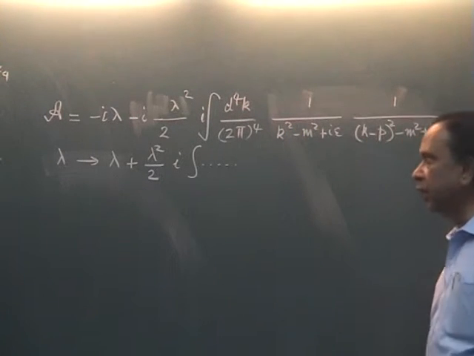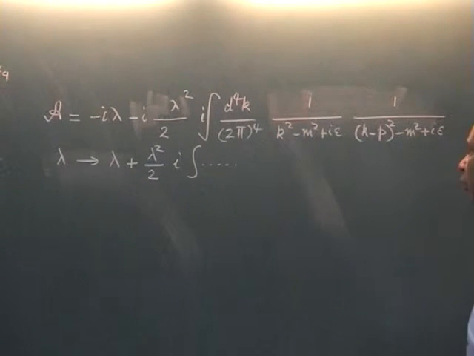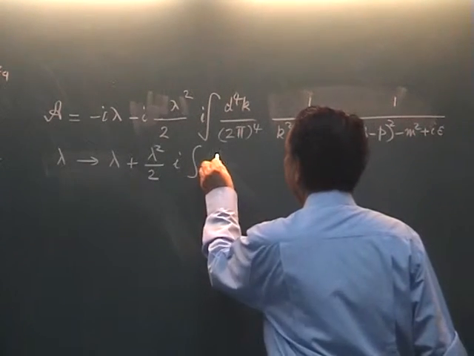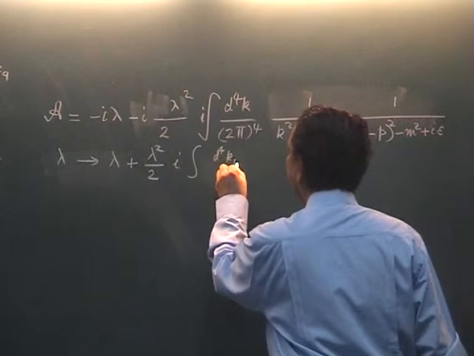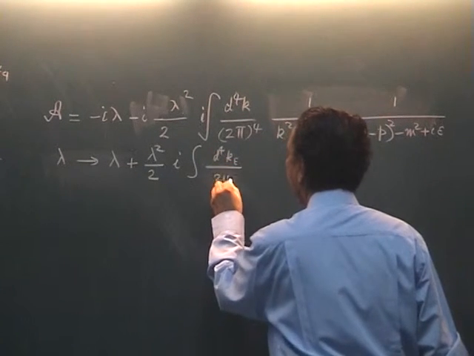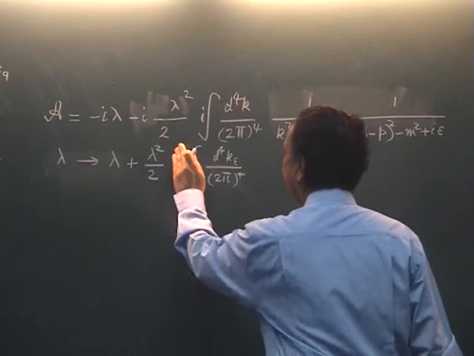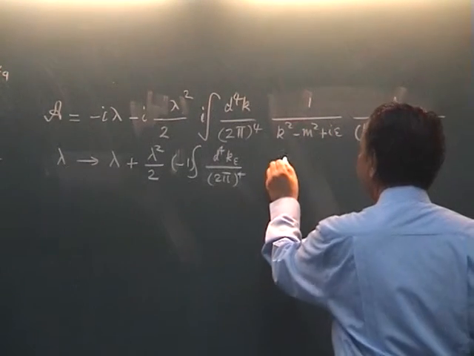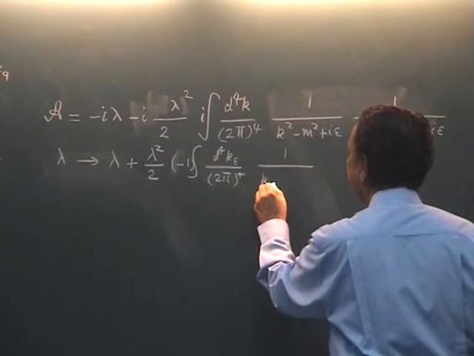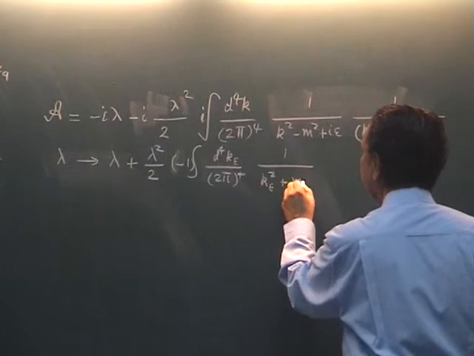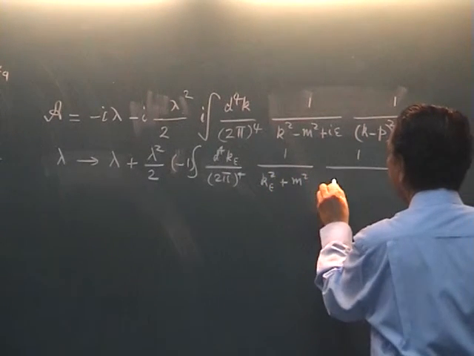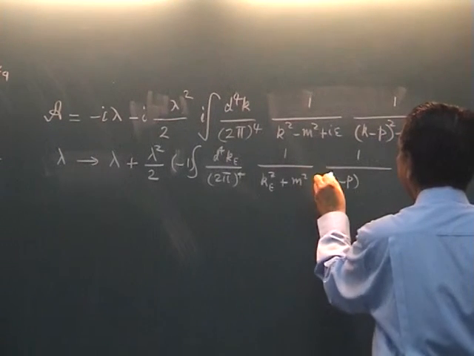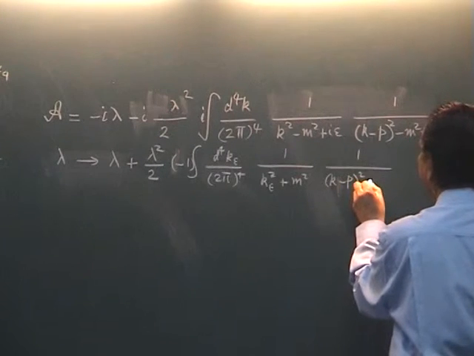And also we are going to work in the Euclidean sector. So the moment I go to the Euclidean sector, this d4k will pick up an I factor. So you will have d4k Euclidean upon 2 pi to the power 4 and another I factor that gives you a minus 1, times 1 over k Euclidean square plus m square and 1 over k minus p Euclidean, so to speak, whole square plus m square.